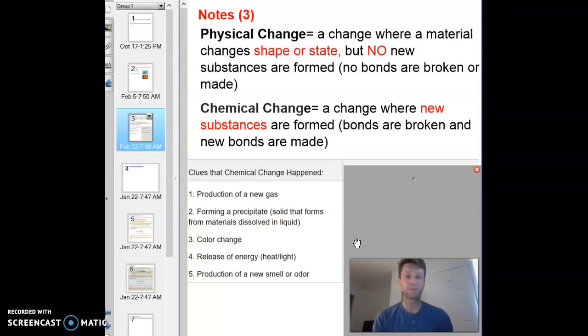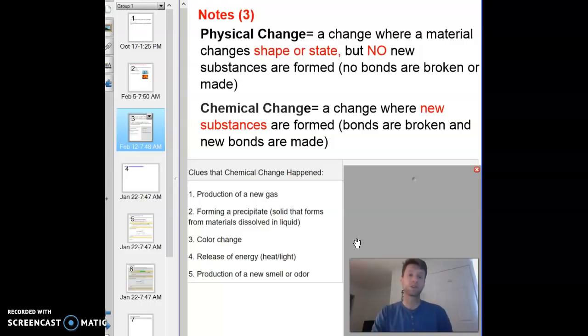Second clue is the forming of a precipitate. Now, I'm not going to talk a lot about what that means. You're going to learn more about that in high school chemistry, but essentially what that means is if you dissolve or mix two things together and all of a sudden a new solid forms, that would be a clue that a chemical change happened. Number 3, this is a really common one, a color change. You take two clear liquids and all of a sudden they change color and are purple. That's a clue that some new compound that has a new property of being purple was created.